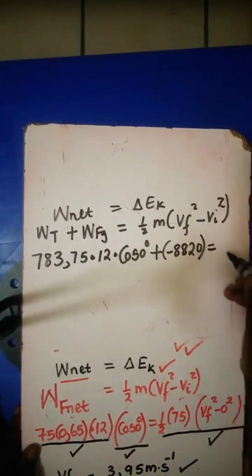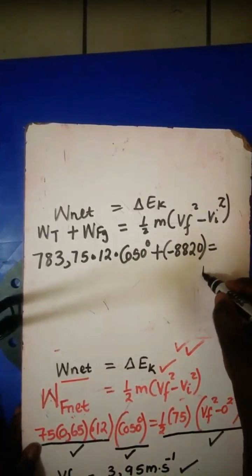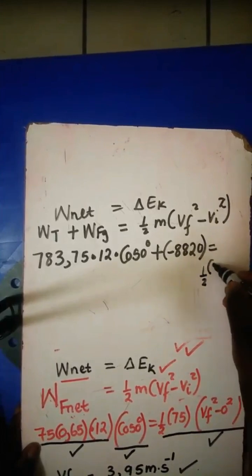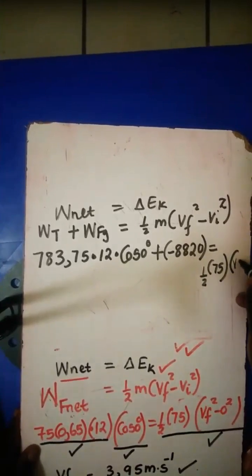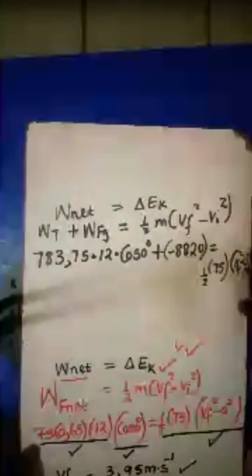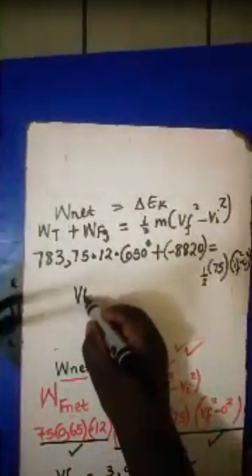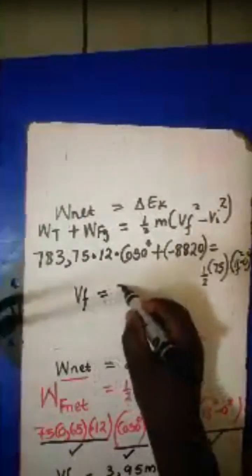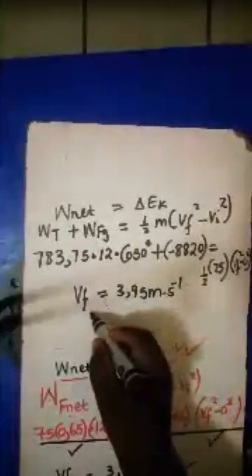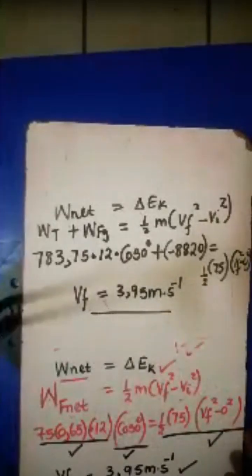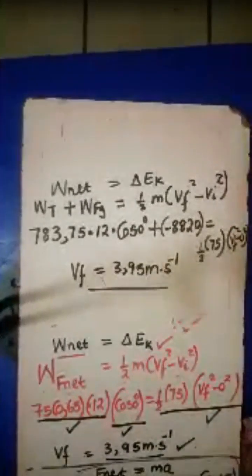Is equal to 1 over 2, mass 75. Final velocity is what we are looking for. Initial is 0. So Elena can use this approach. We're still going to get the same answer if you practice that. 3.95 meters per second. So how do we mark this?